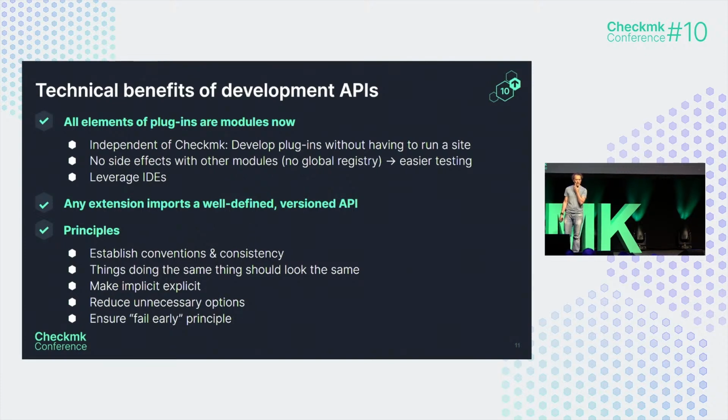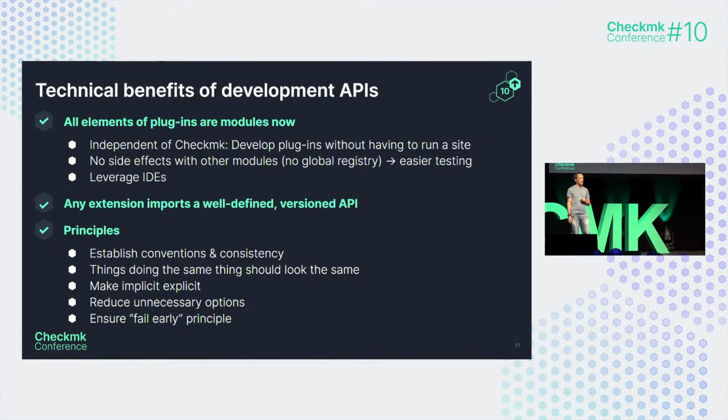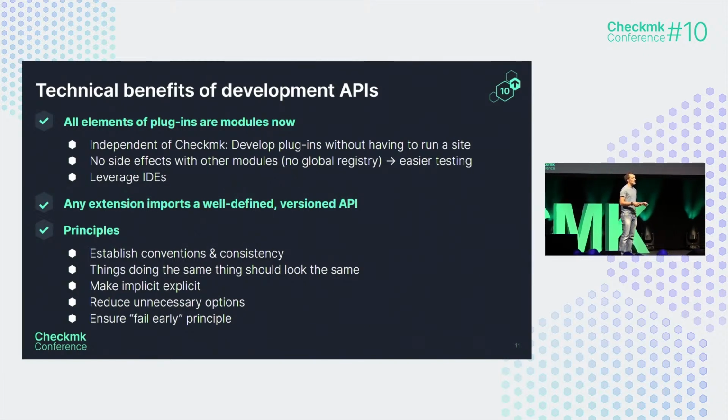So the technical benefits of these development APIs, the first ones I think you already know from the agent-based API if you were using them. So we are now more independent of Checkmk itself, so that means you can actually develop and test your plugins without having to deploy them into a running site all of the time. We have no side effects anymore, so that's something that also for the agent-based API now changes.